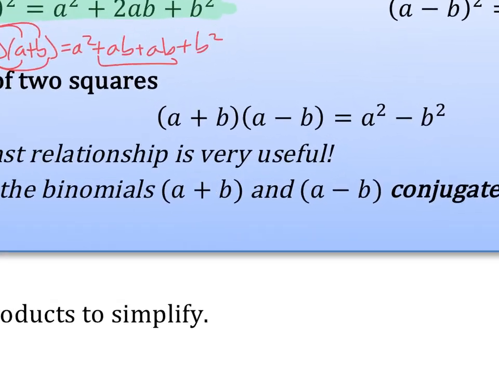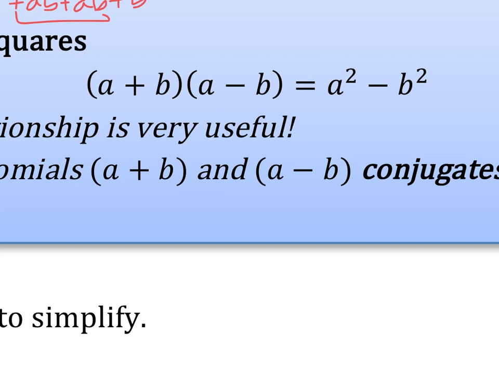Okay, and this tells us that when we have a plus b times a minus b, we get a squared minus b squared. And you can convince yourself of that by just multiplying it out. A times a is a squared. A times negative b, negative ab. B times a, positive ab. And b times negative b is negative b squared. The middle terms cancel. And it leaves us with a squared minus b squared.